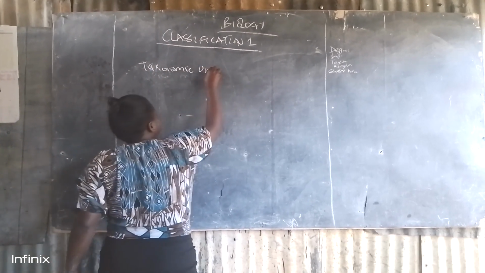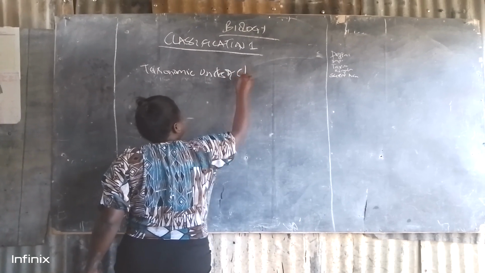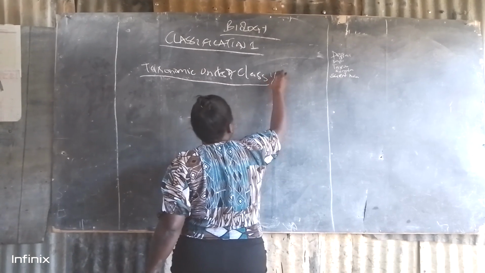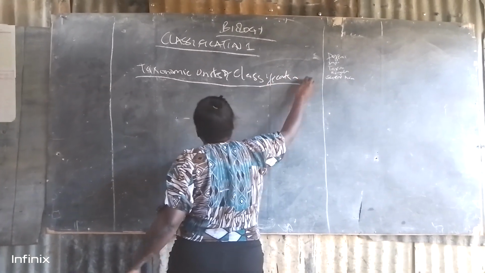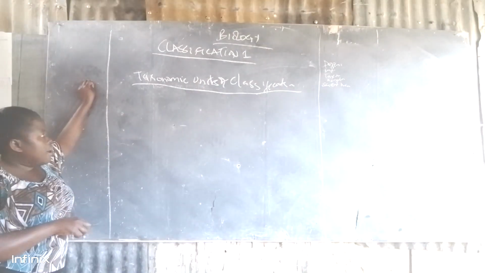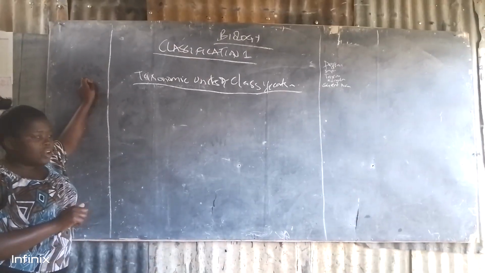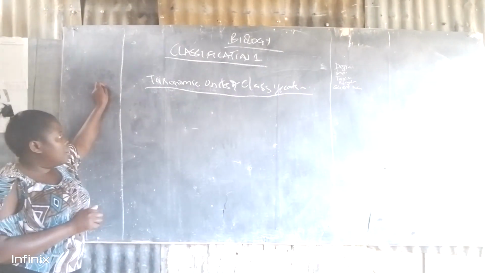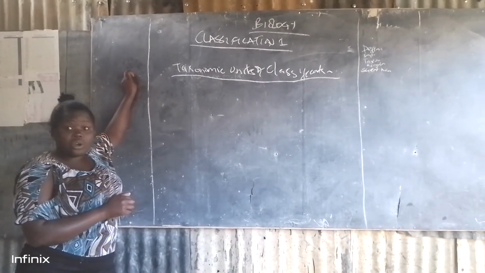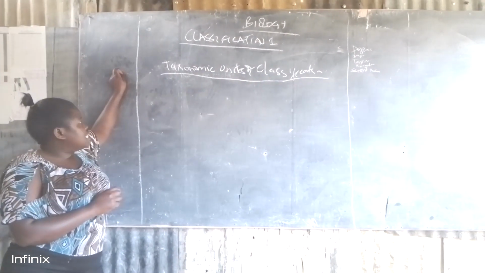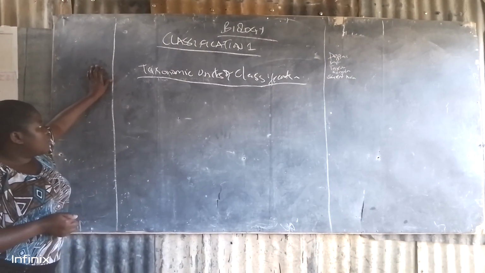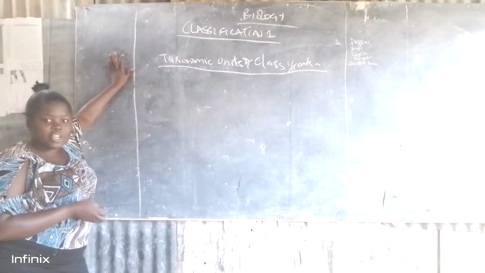Taxonomic units of classification. We have taxonomic units of classification, and there are 7 in number. Taxonomy is just the scientific study or grouping of organisms. A taxonomist is a person studying taxonomy. Then we have 7 taxonomic units of classification.